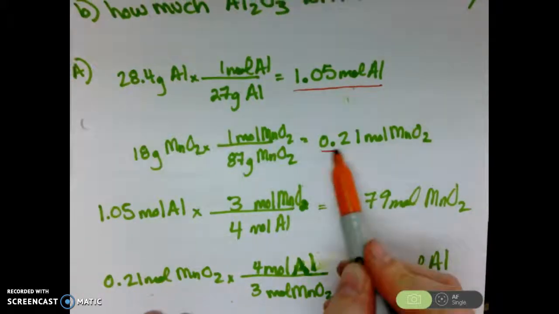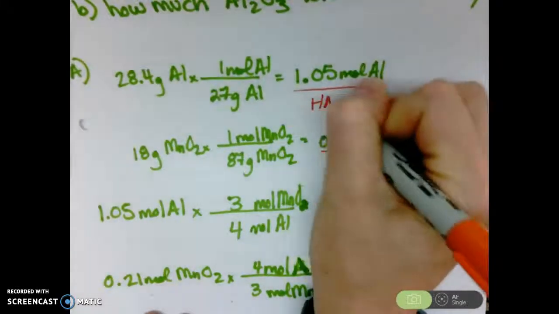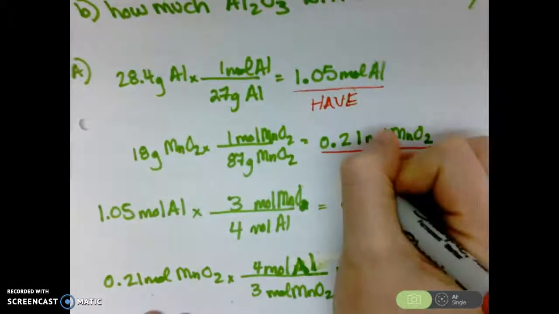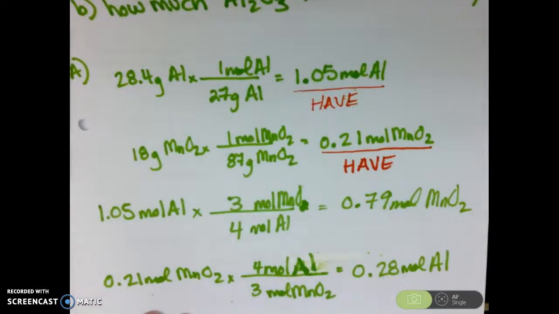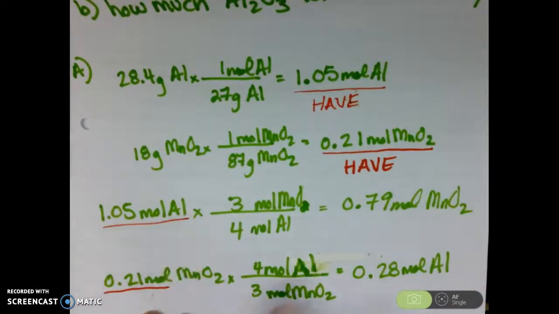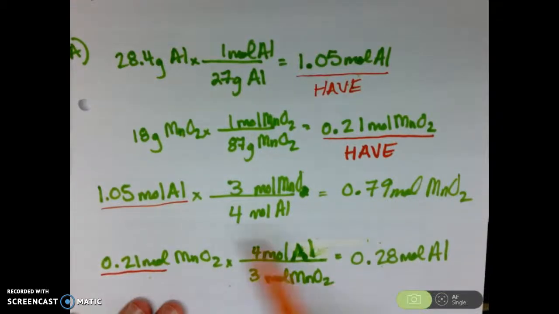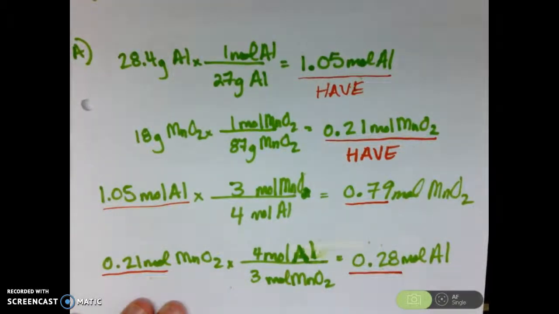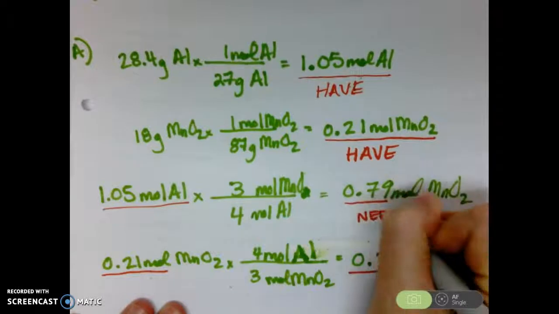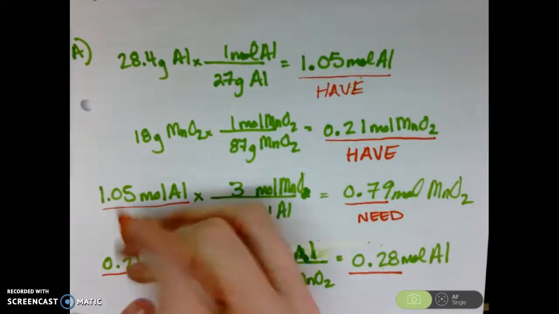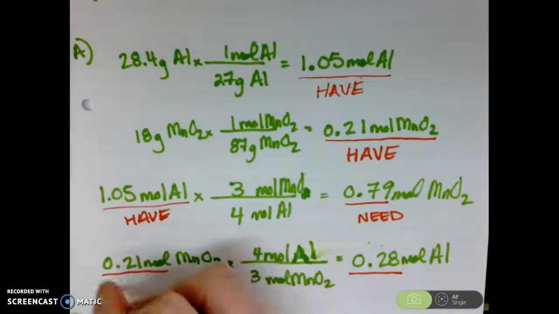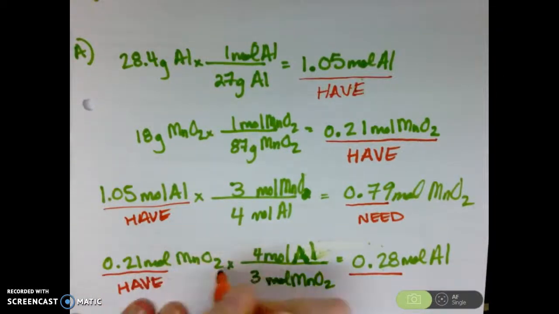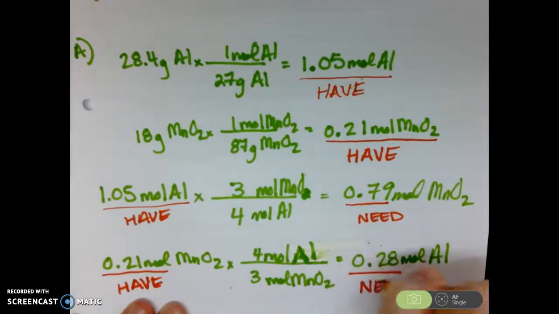Then you take what we have, and so this is "have." I used a different color so it'll stand out. You take those things that you have, and we'll push them up just a little bit, and multiply them by reverse ratios. So now we're multiplying this by 4 and dividing by 3. We end up getting these two mole ratios. This is what we need if this is what I have. And the same thing down here at the bottom. If this is what I have of MnO2, this is what I need of aluminum.